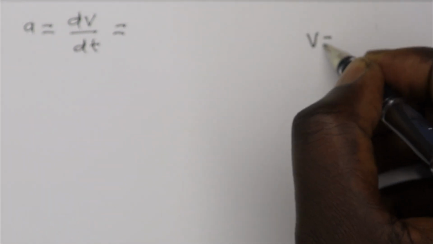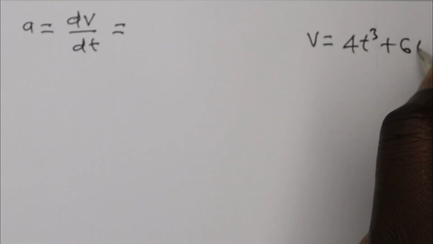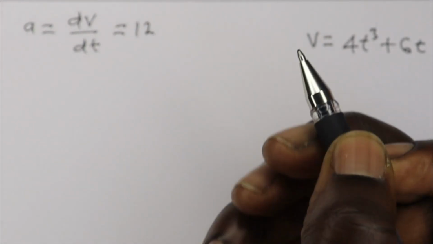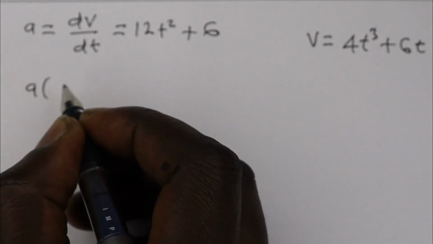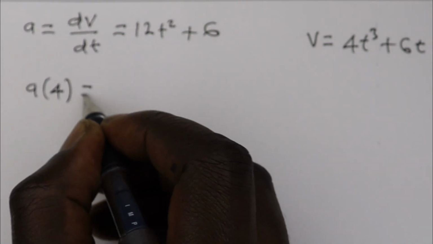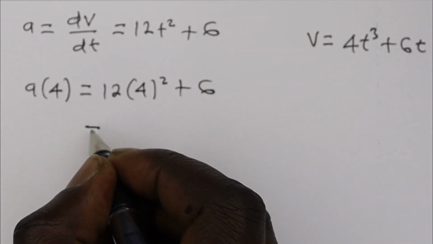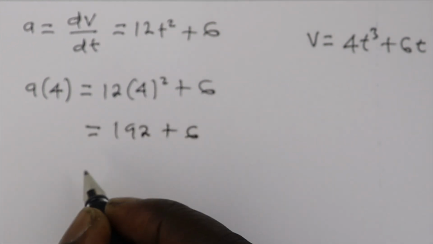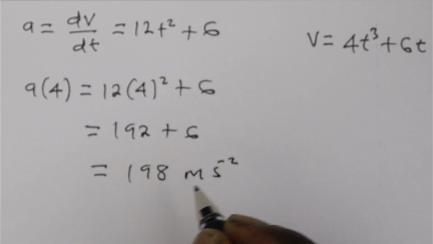Now for the acceleration, you get acceleration by getting the derivative of velocity with respect to time. Remember, we had obtained velocity as 4t cubed plus 6t. If we differentiate this, we get 3 times 4, that is 12t squared, plus 6. So acceleration when time is 4 seconds will be 12 into 4 squared plus 6. That is 192 plus 6, which is just 198 meters per second squared.